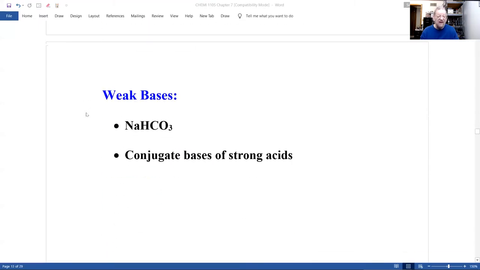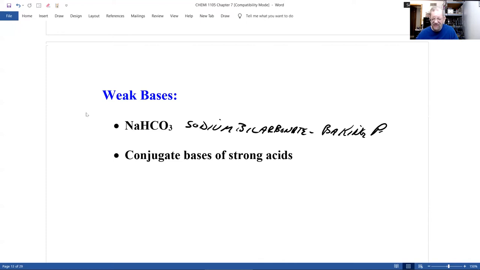Now, a weak base is sodium bicarbonate, which you know as baking soda, which we'll be using in today's lab. And this is a weak base, which is why we can use it in cooking. Now, other weak bases are the conjugate bases of strong acids. I'll give you an example. Again, this will not be on the test.